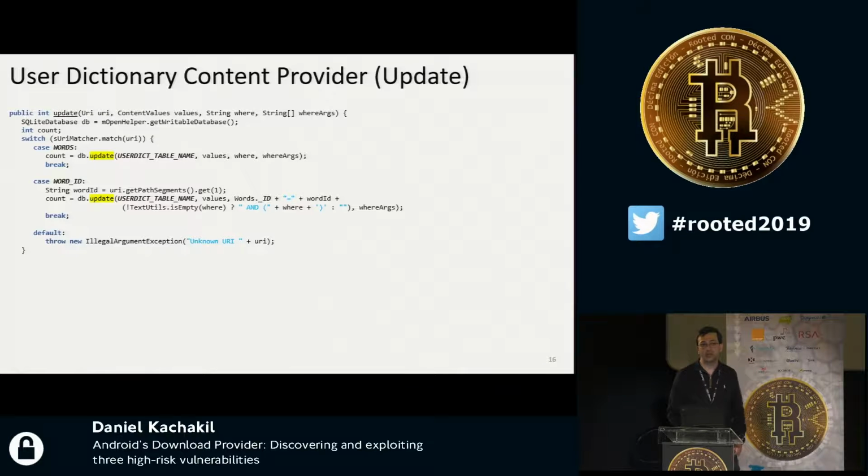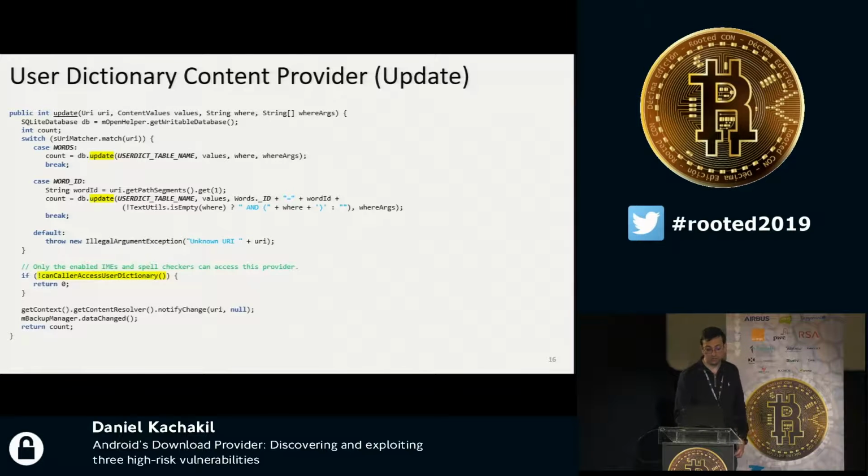When you type in a strange word or something that is not included in the dictionary, you may add it to the default dictionary. I don't know, your family name, the name of your company, name of drugs or medicines, and this is the code to update the dictionary. Open the database, you update it with the term, and then it says only the enabled IME, input method of entry, can access this provider.